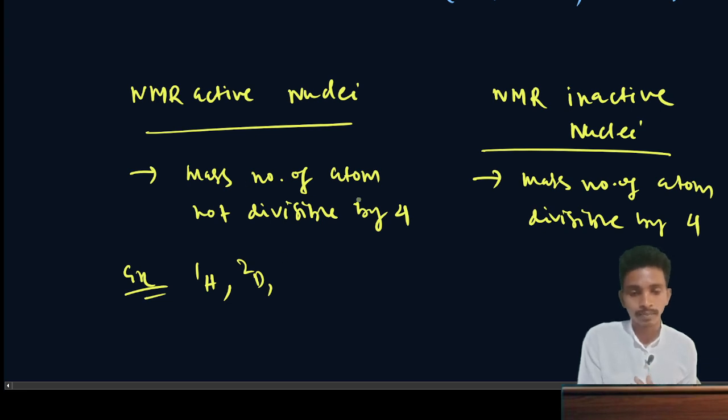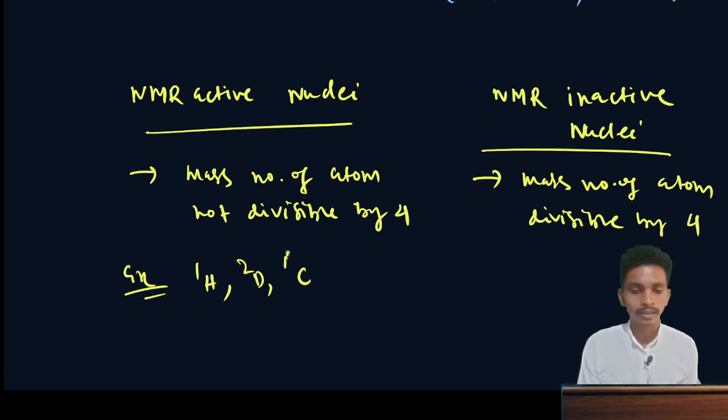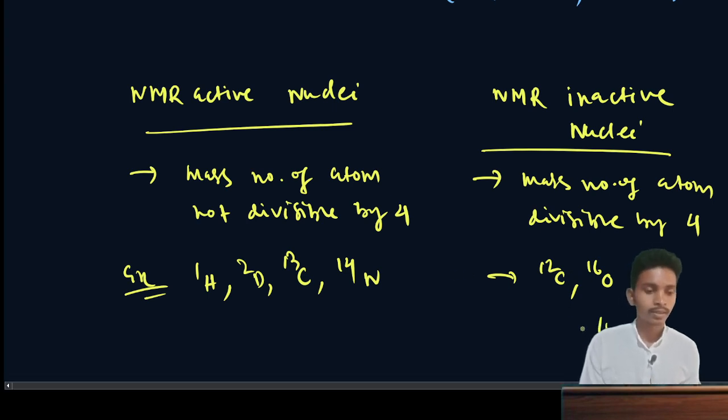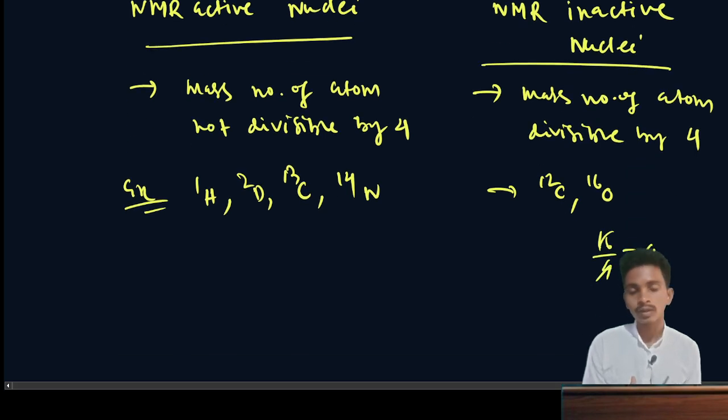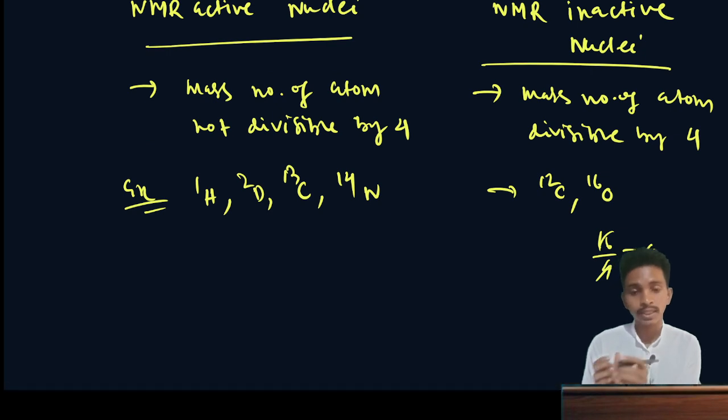Okay, so if you take examples, we can say 1H, D2, any atoms whose mass number is not divisible by 4. And those that are divisible by 4, like carbon 12 and oxygen 16. This 16 is divisible by 4, so this is also NMR inactive. This way we can say for which case we can study NMR, or for which case we can't study the NMR.